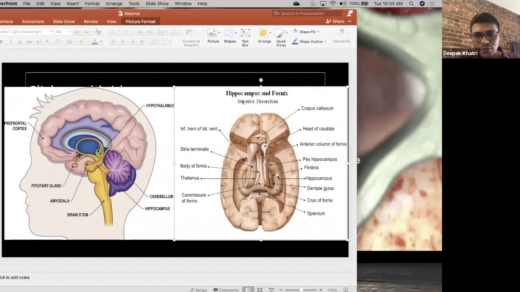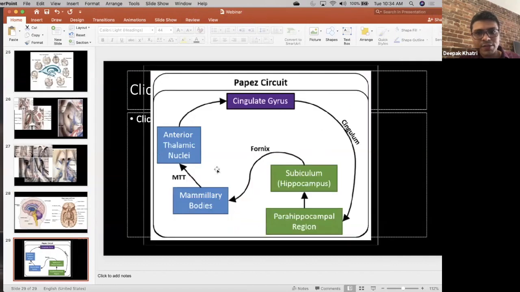This is a top-down view of the brain. You can appreciate that this is the hippocampus on each side connected to, it goes anteriorly above the third ventricle. It forms the roof of the third ventricle. And it is also forming a boundary of the foramen of Monro. So this structure is really important because it forms a part of the Papez circuit.